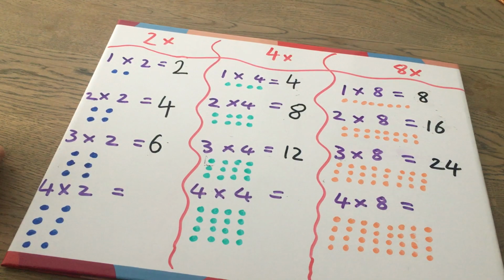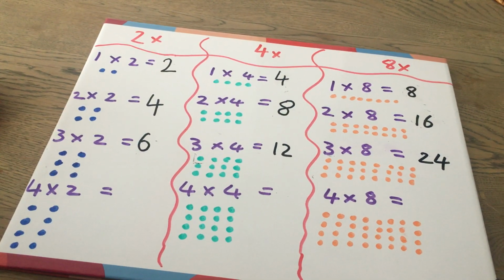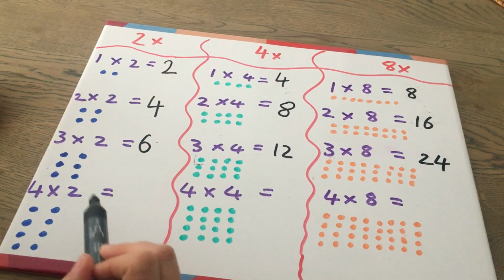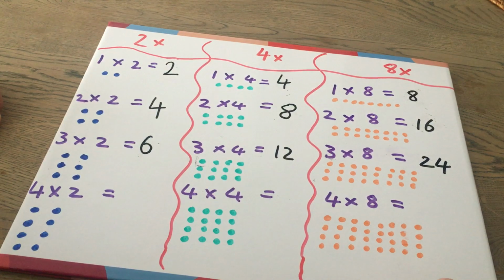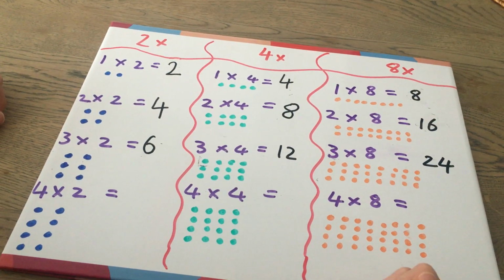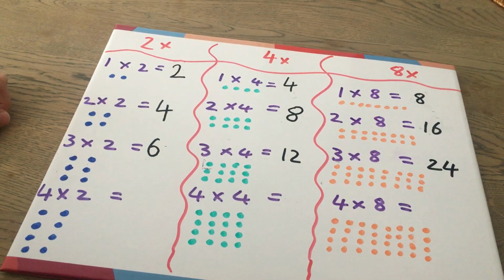And this pattern also works for the rest of 5 times up to 12 times. I just didn't have room on my board. But again, you're free to draw out your arrays and use this to help you. This also works for using your 3 times table to help with your 6 and 12 times table, which I will demonstrate to you in another video.